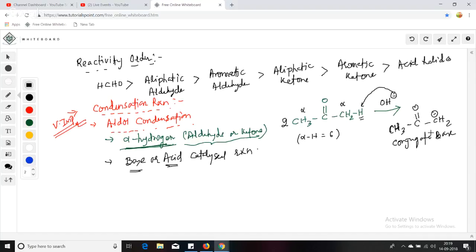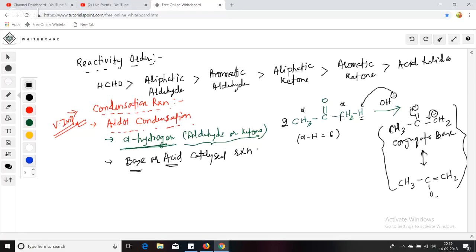So when this compound forms, it is resonance stabilized. You can draw the resonating structure of this compound: CH3, C, O minus, double bond CH2. Because of this resonating structure, this conjugate base or anion is stabilized. That's why it can easily lose H plus ion from here. So that is how the reaction starts.